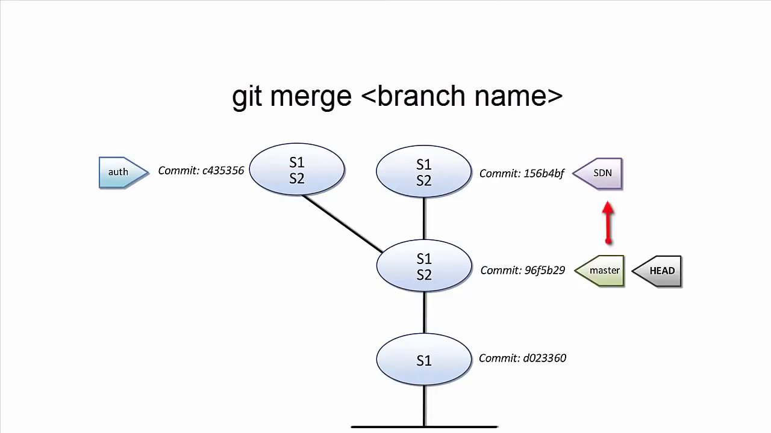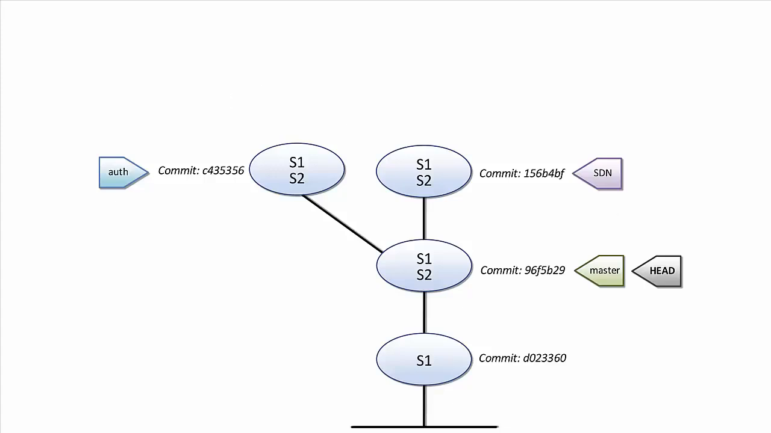Since there is a direct path from master to SDN, Git can perform what's called a fast-forward merge. The fast-forward merge means Git will just move the master branch to where SDN is. Master just has to catch up with SDN. Even if there were multiple commits between the two branches, there is still a fast-forward merge. We just need a direct path.